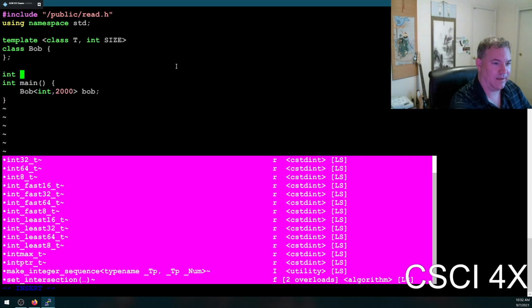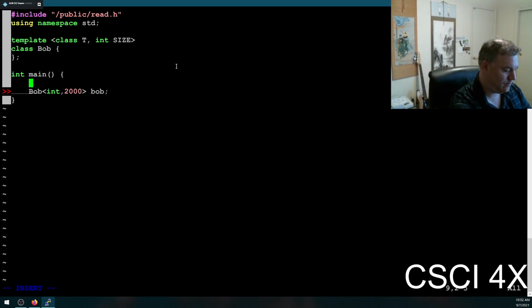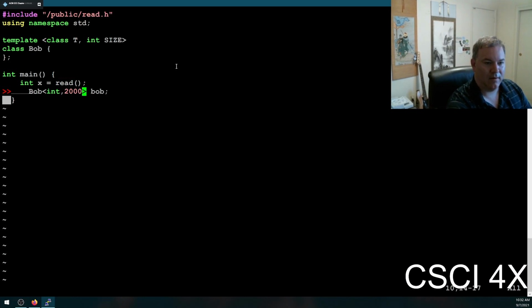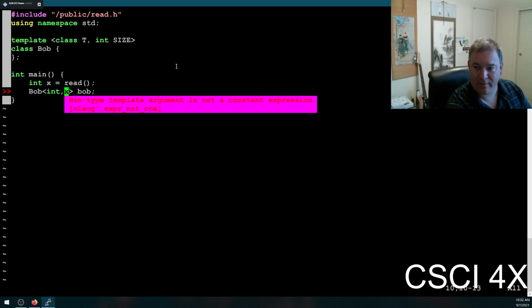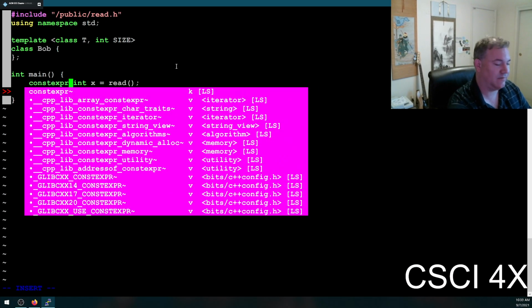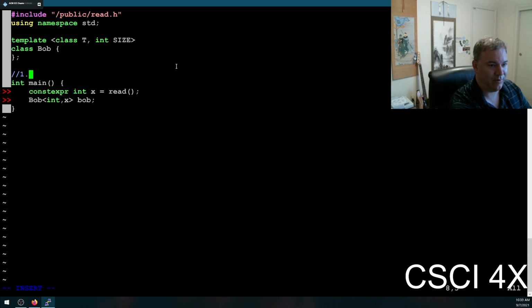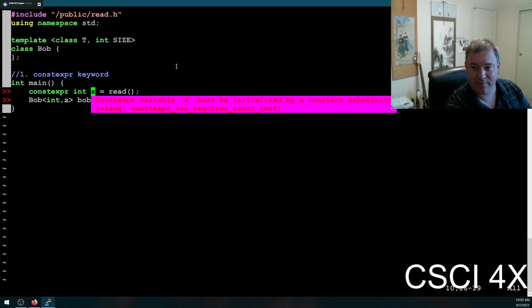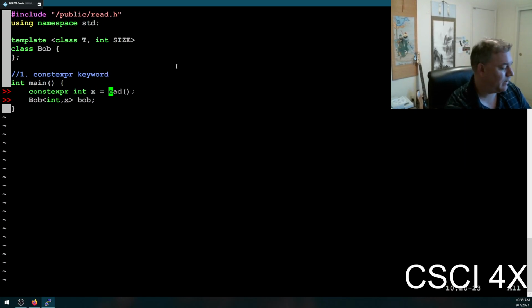But if you had something like int x equals read, that will not work because you cannot tell what x is at compile time. And even if you slap a const onto here, it doesn't help. You have to make it a constexpr. That's the first learning point for today: the constexpr keyword. And constexpr means you can determine what it is at compile time.